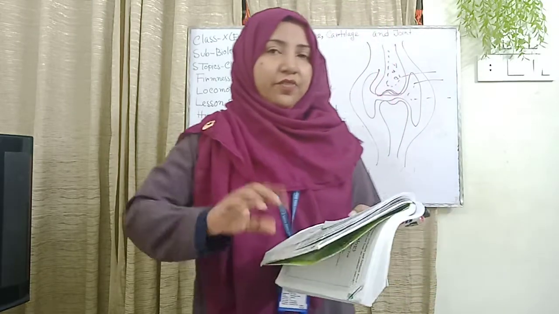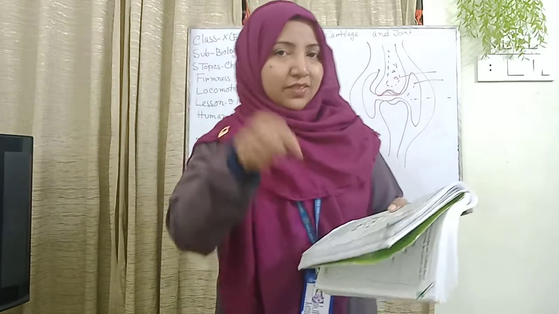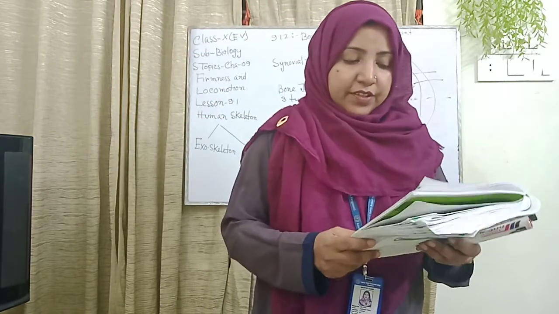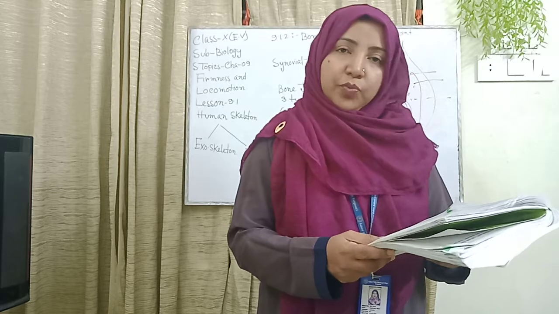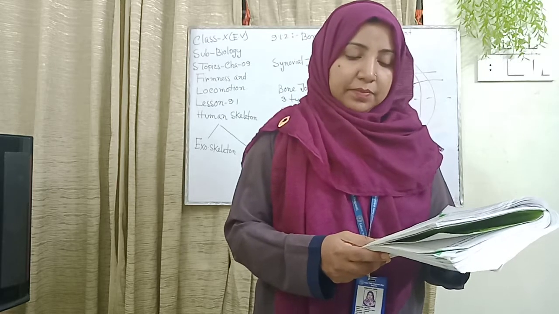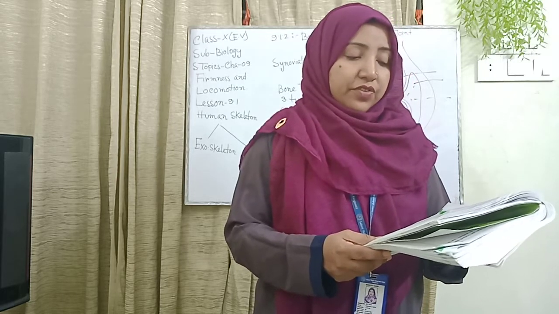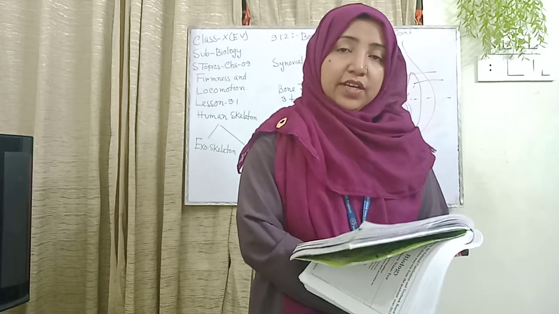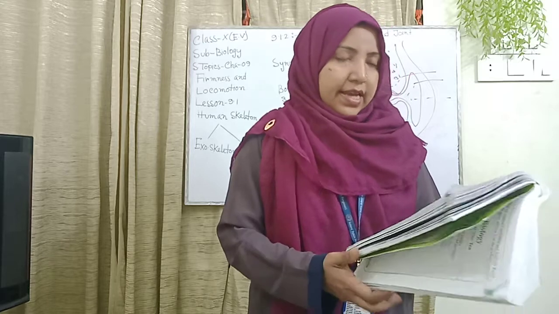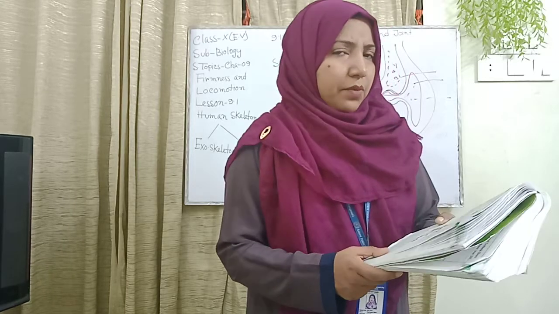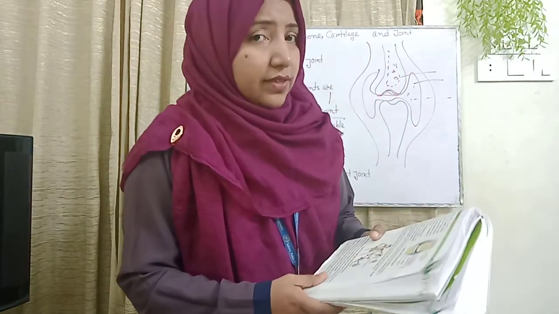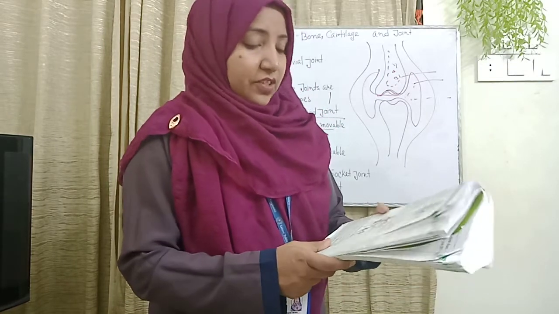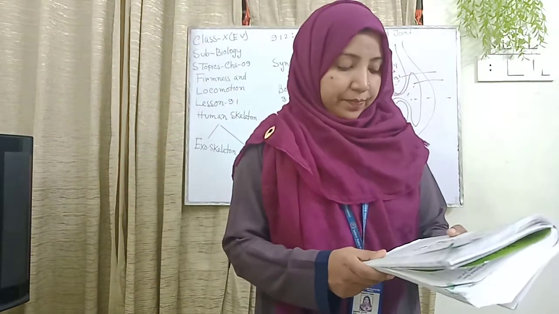The third is the freely movable joint. These joints can be moved easily. For example, the hinge joint and the ball and socket joint, which are synovial joints. There are two types. The first type is the ball and socket joint.